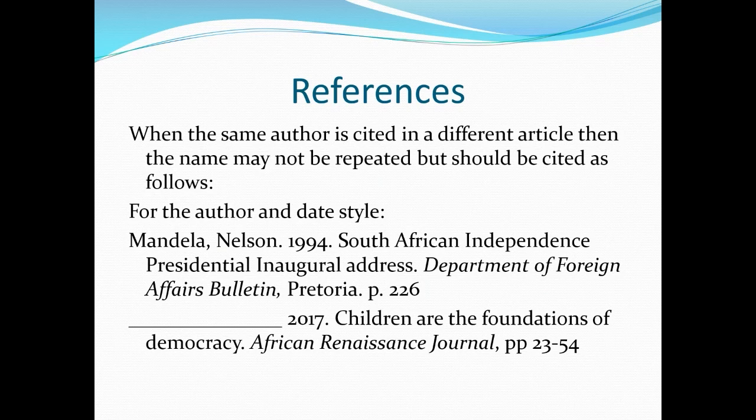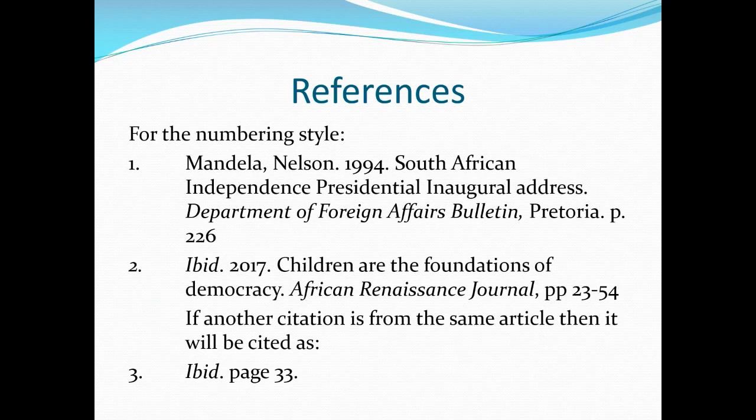For the numbering style, you again use Mandela, 2. It is the same Mandela. You then put 2017, and 3. If another citation is from the same article, you simply put ibid, page 33, as the case may be.